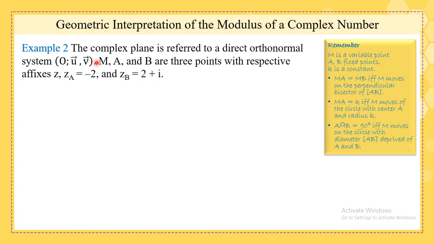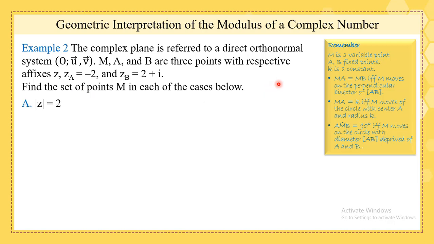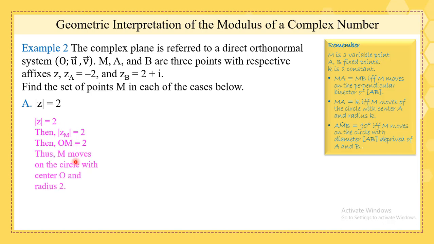Let's see the question. We have M, A and B are 3 points with such affixes. You see ZA is negative 2, ZB is 2 plus i, so A and B in this case are fixed points, whereas M is a point with affix Z, so M is a variable point. The question is to find the set of points M in each of the cases below, if the modulus is 2. Well, if we just apply what we saw at the beginning of this video, the modulus of Z is 2, so the modulus of Zm is 2, so OM is 2, and if OM is 2, this means that M moves on the circle with center O and radius 2.